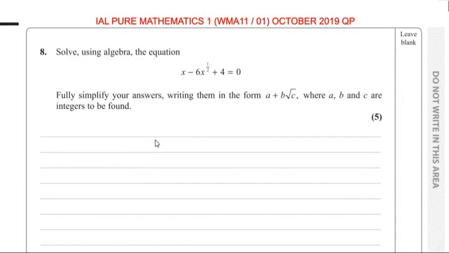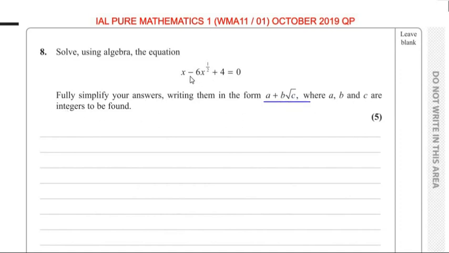Now let us look at the next question from October 2019. Solve using algebra the equation x minus 6x to the power of half plus 4 equal to 0, and fully simplify your answers, writing them in the form a plus b radical c, where a, b and c are integers to be found.